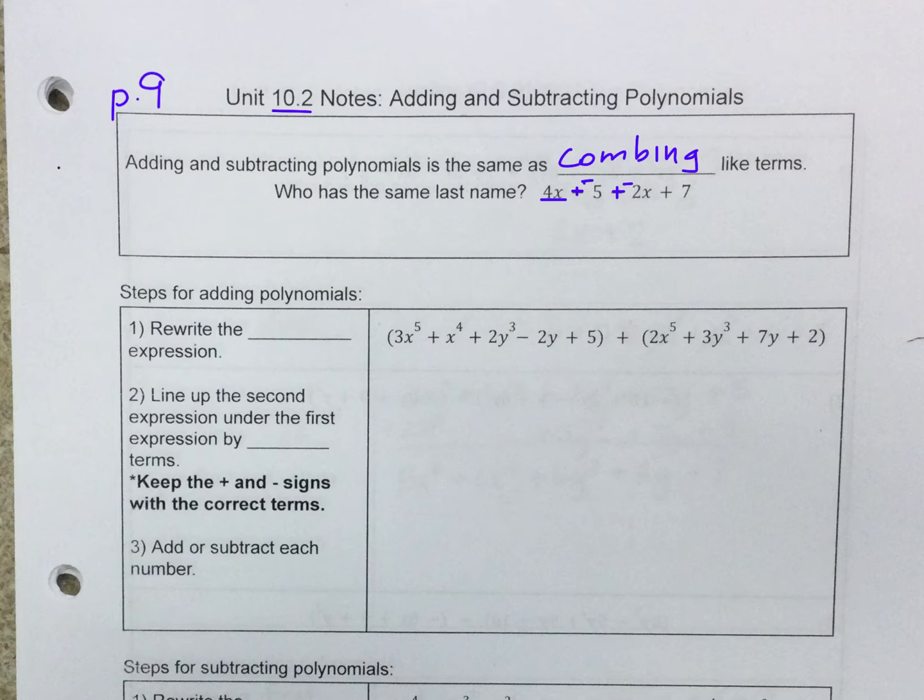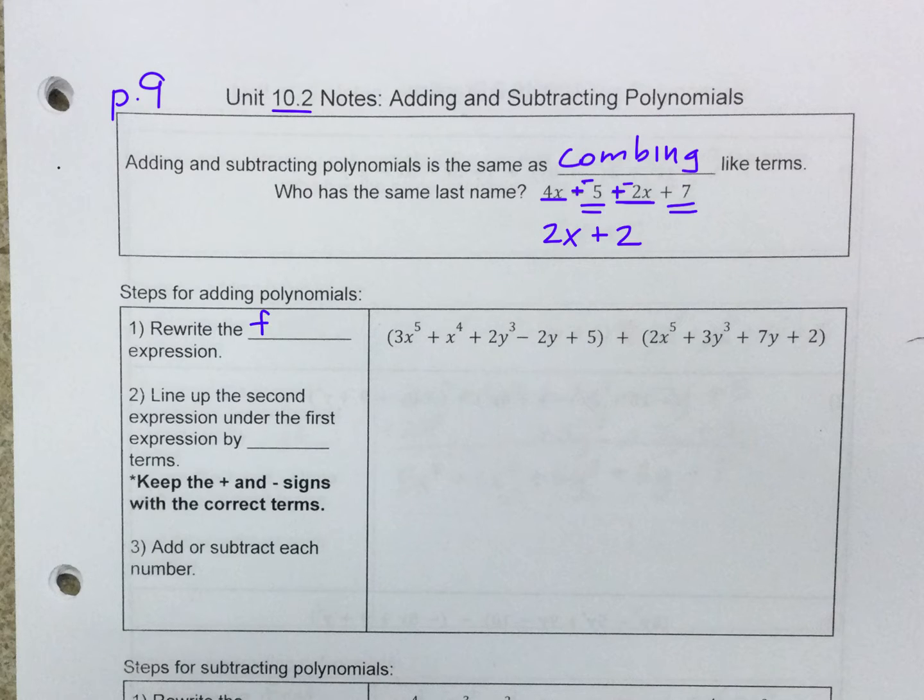Now, 4x. Who has the same last name as 4x? Negative 2x. So 4x plus negative 2x is 2x. And then I've got negative 5 plus 7 have the same last name, and we say plus 2. So that's how we combine like terms. So that's pretty much what you do when you add and subtract polynomials. There's going to be 3 steps.